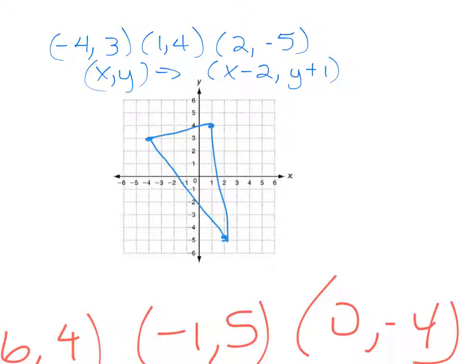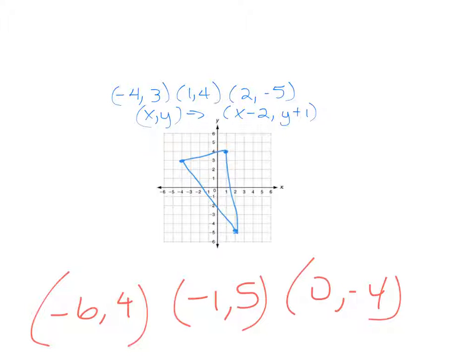And I'll do the red ones. -6, 4, -1, 5, and 0 and -4. Connect your dots. And you can see how it was shifted. 1 unit up and 2 units to the left. The original was blue and the new is the red.